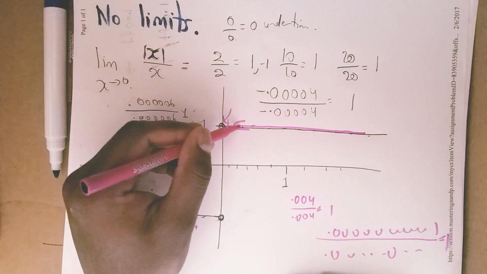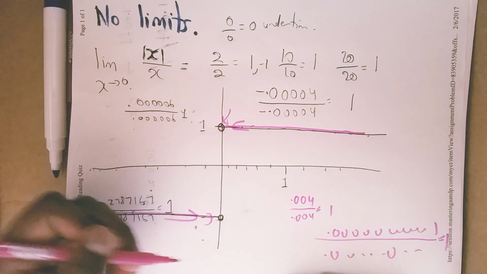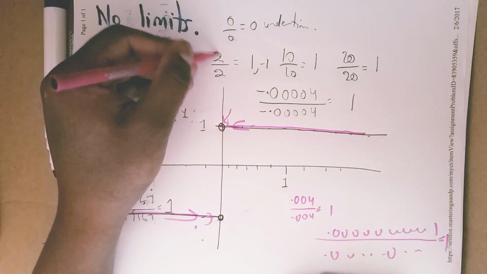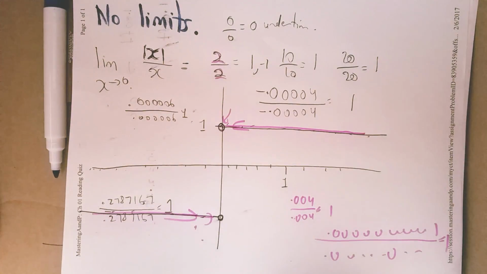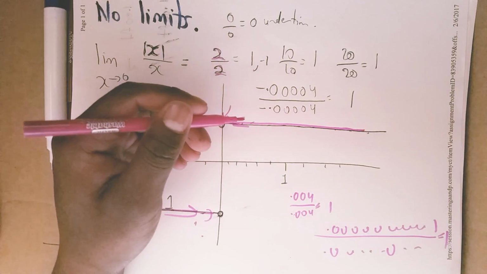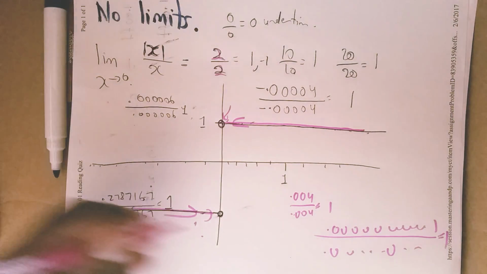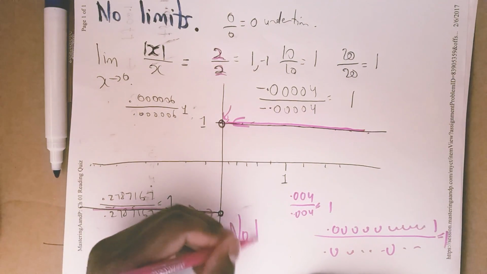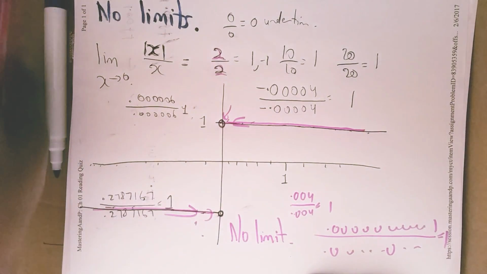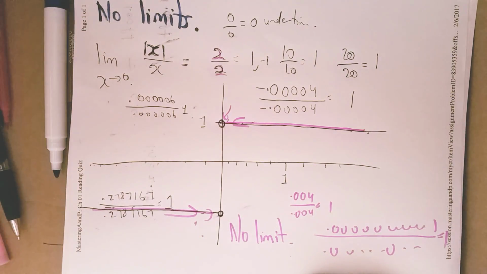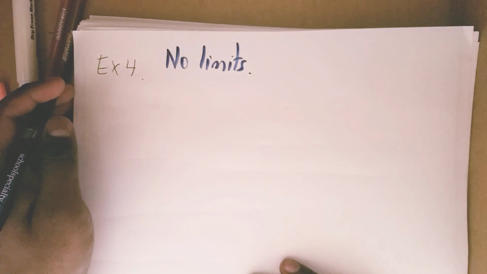So that means that no matter how many numbers you plug into this equation, you're not getting closer to a point. The limit is a point, so that means there is no limit. So there is no limit. So for example 4, there is no limit.